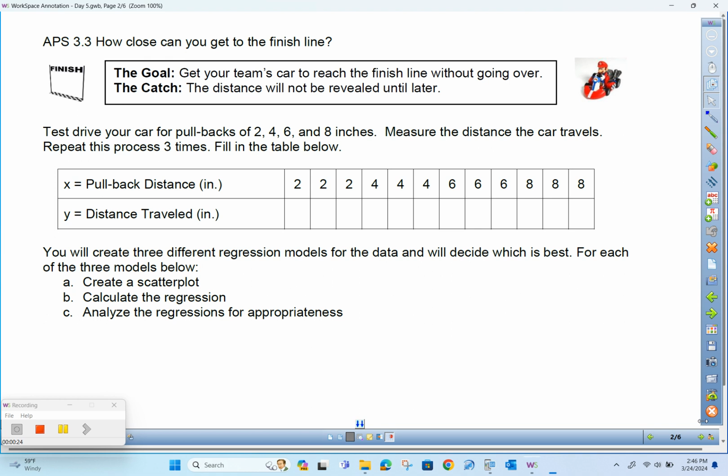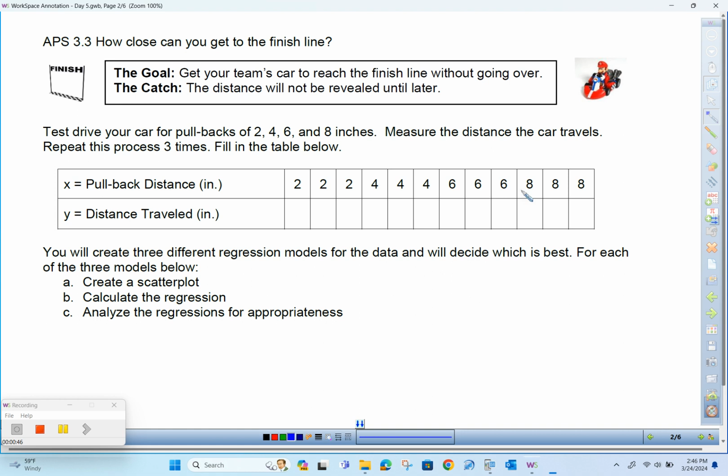So here's what happened. They had some pullback cars, and what they did was collected their own data by pulling back the car at a distance of 2 inches, 4 inches, 6 inches, and 8 inches. Each group completed this and calculated regression models with their own data. So in practice, that meant each group could have a different most appropriate model.